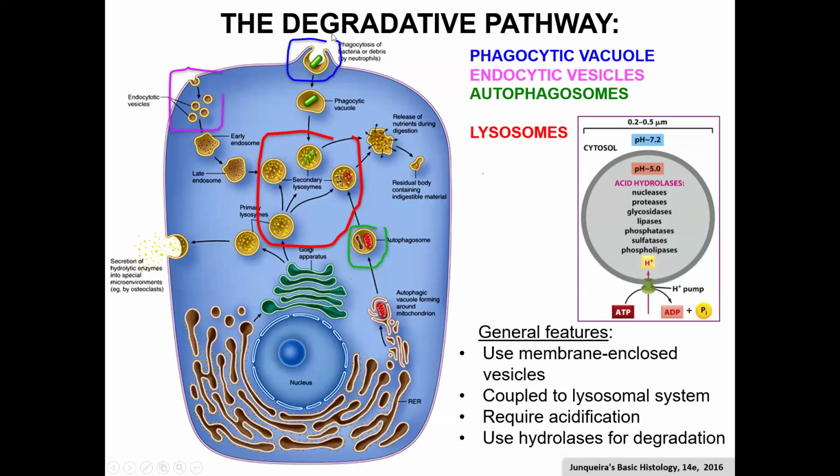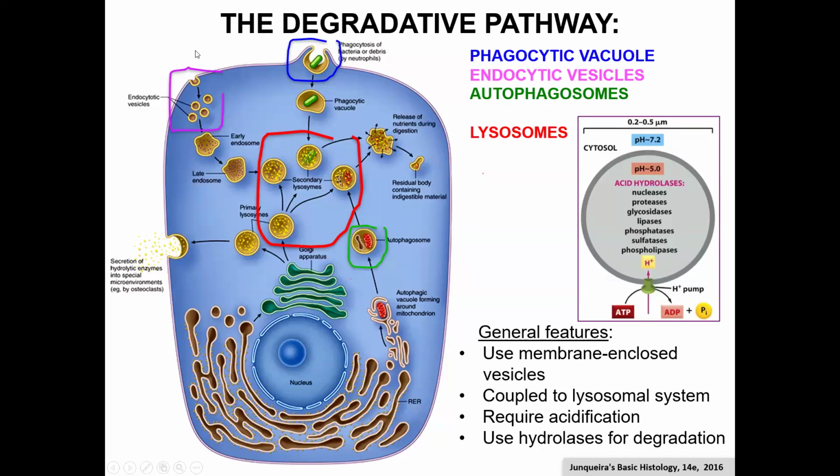Now, the endocytic pathway may take up large particles like even bacteria, and that process is called phagocytosis. Phagocytosis occurs by taking up those particles into phagocytic vacuoles. The phagocytic vacuoles then fuse with the lysosomes, and the bacteria are degraded to simple amino acids, simple sugars, lipids.